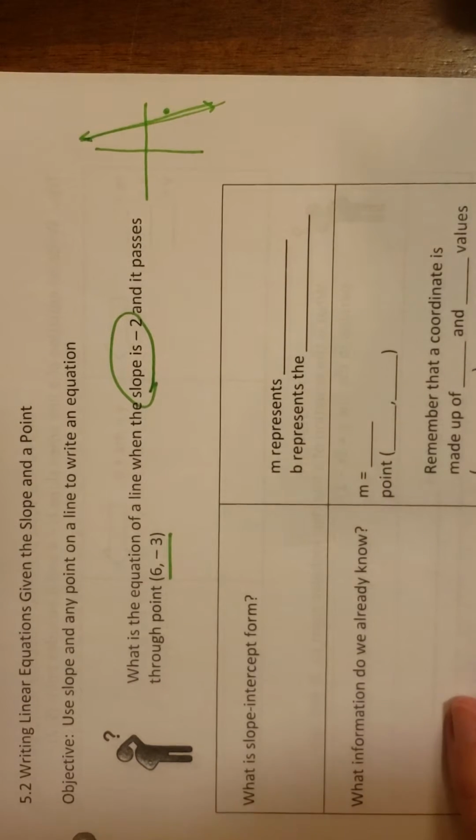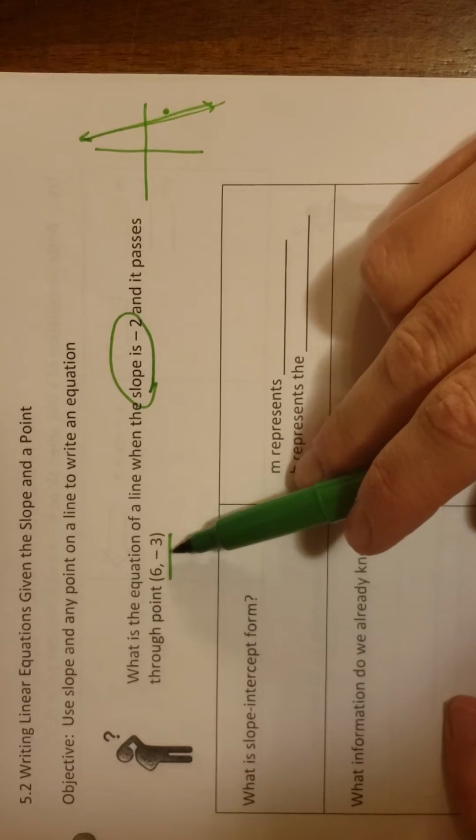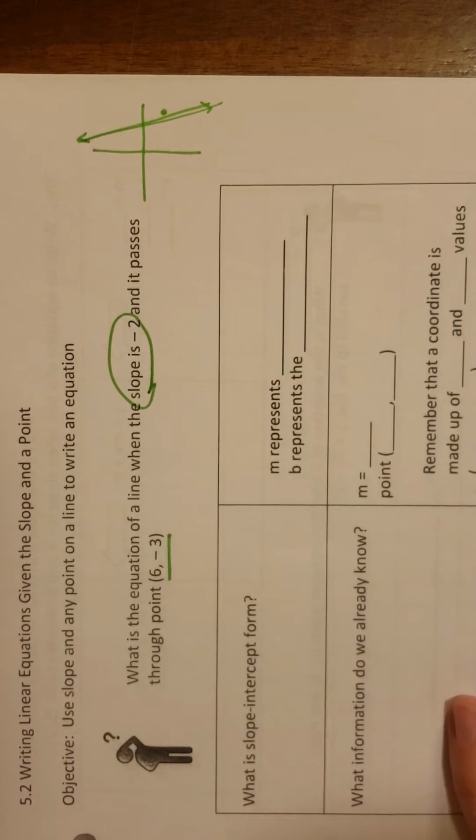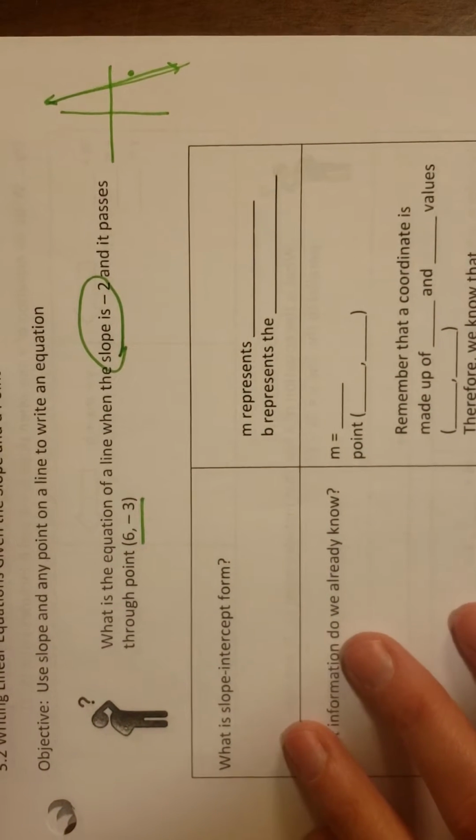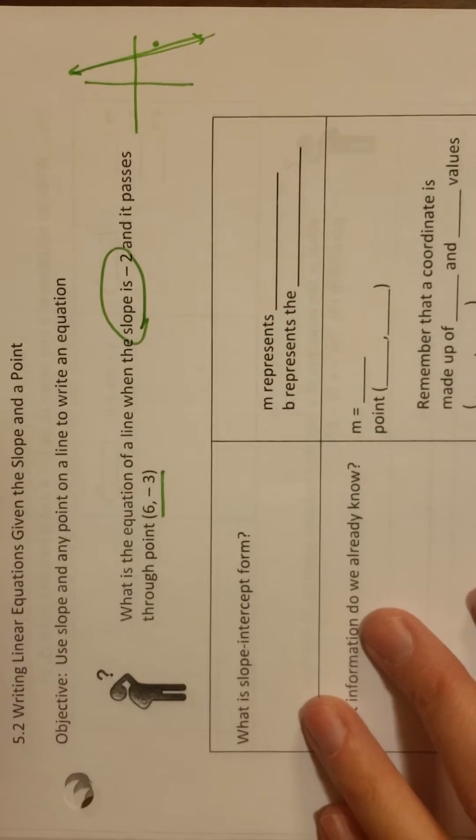Now, could you graph this? Could you make a point here and count the slope? Yeah. And then write an equation that way? Yeah. But do you always have a coordinate plane in your back pocket? No. There's an easier way. So let's just do this piece by piece here.